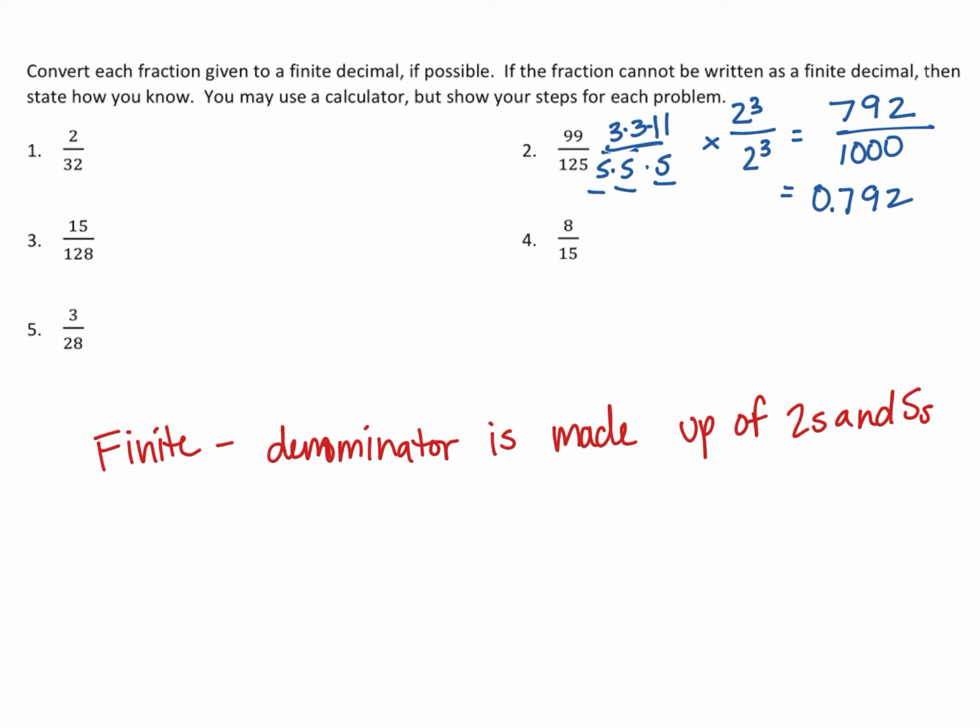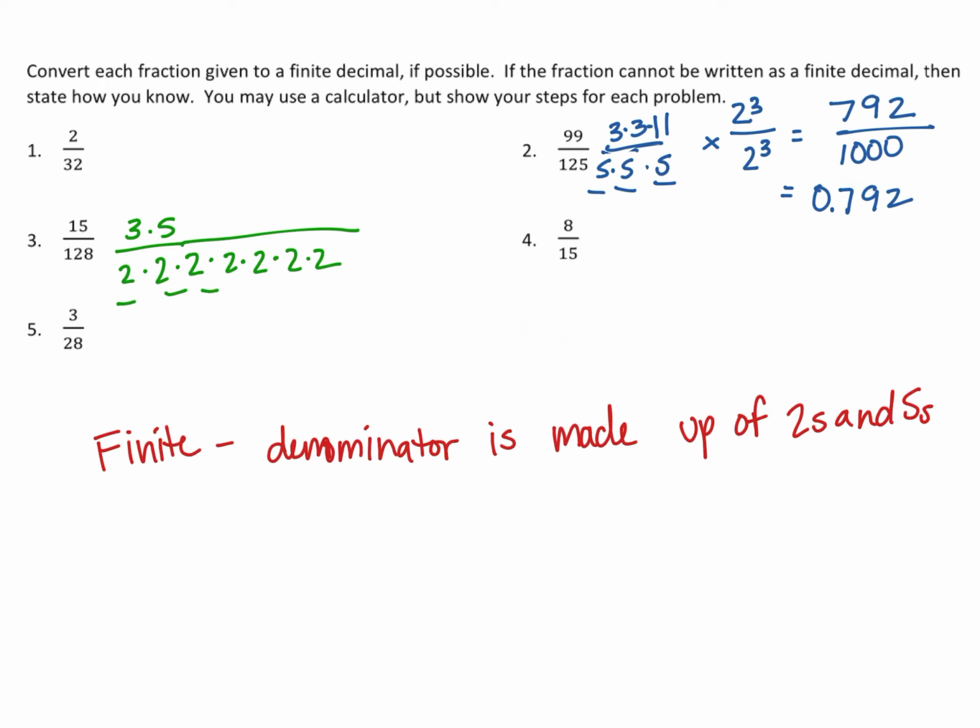Now in number 3, we have 3 times 5 in the top. 128 can be split into 2 and 64. 64 can be rewritten as 2 times 32. 32 is rewritten as 2 times 16. 2 times 8 is 16. 2 times 4 is 8. And 2 times 2 is 4. None of those things divide out.